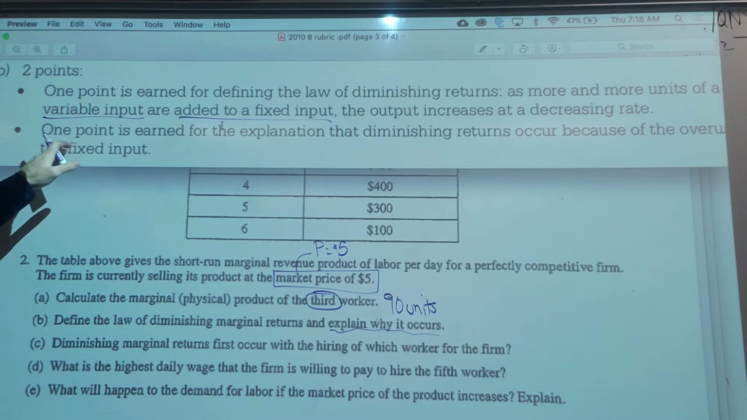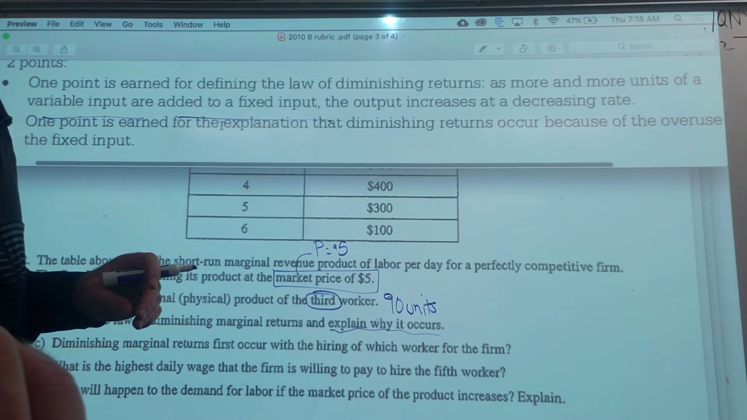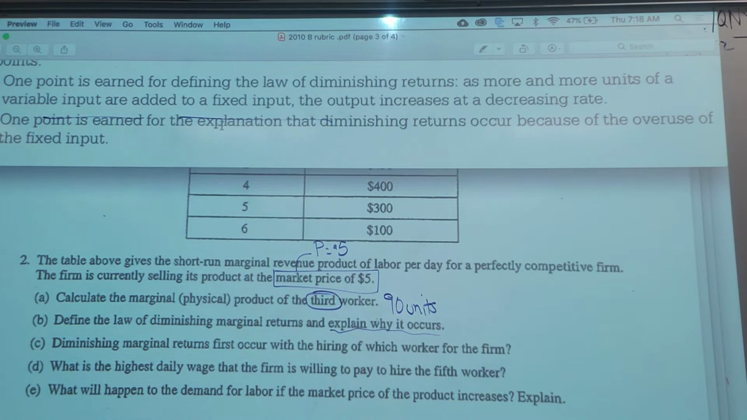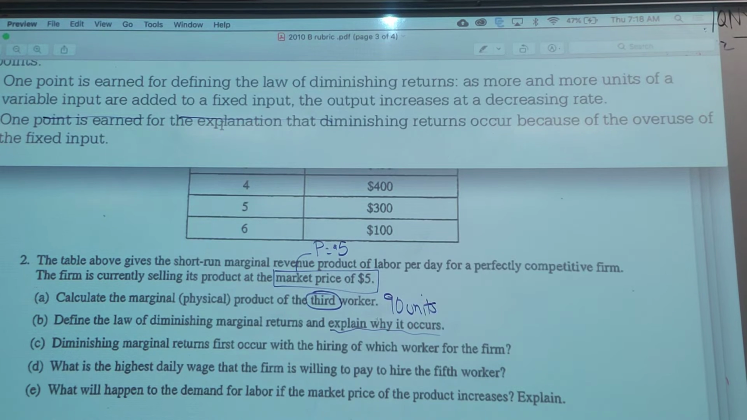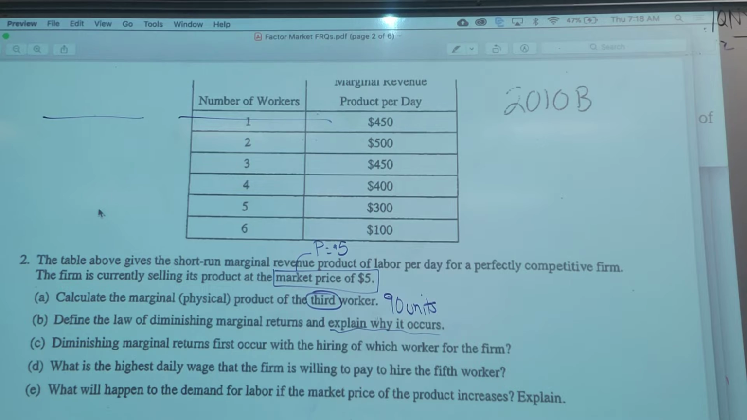Why does it occur? The explanation, the law, the diminishing returns occurs because of overuse of the fixed input. What does that mean? That means that you have too many cooks in the kitchen. You can't get as much hamburgers per worker because there are so many people there. You're putting too many variable resources into the fixed resource. Something we haven't seen a whole lot. It's not a calculation, but we can do it when we slow down and understand exactly what they're asking. It's not a hard definition. It's not a hard explanation.